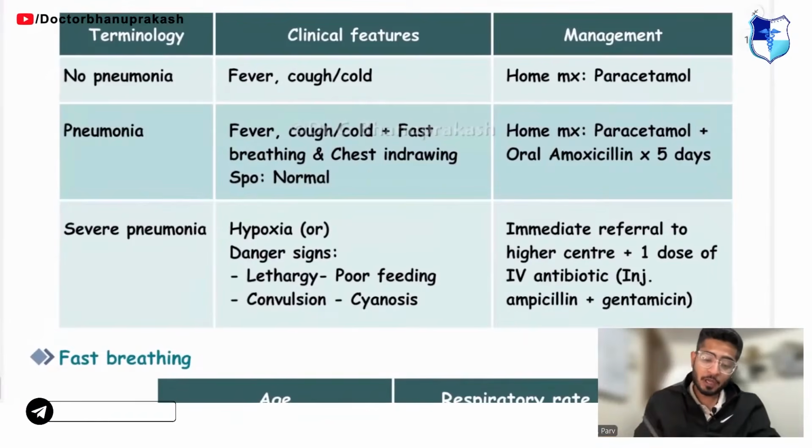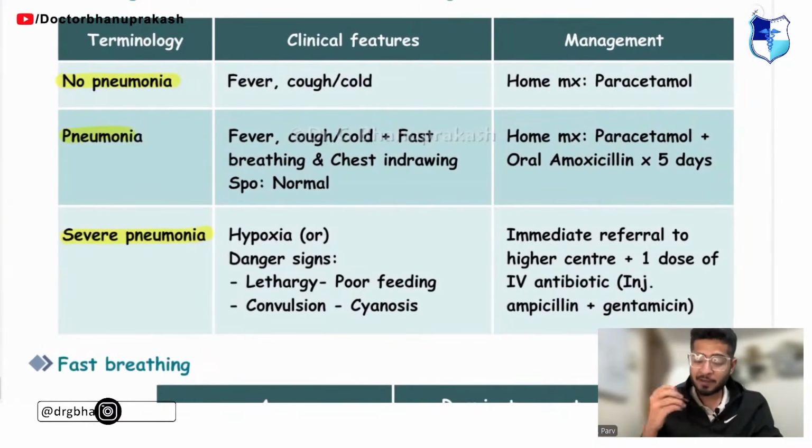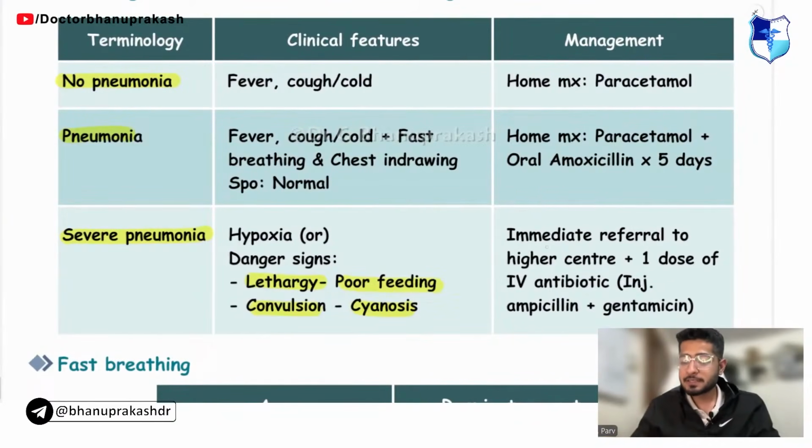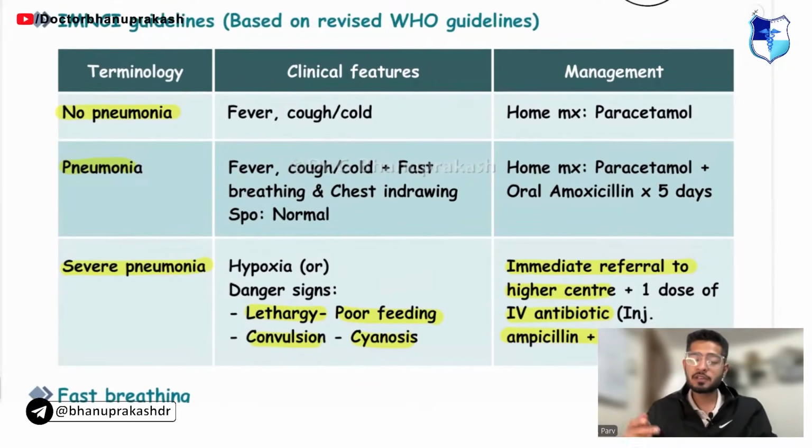Okay. Coming on to the other things like no pneumonia, pneumonia, and severe pneumonia. So severe pneumonia is like you will have danger signs like lethargy, convulsions, cyanosis, poor feeding. So in this case, you have to immediately refer to the higher center after giving 1 dose of antibiotics like ampicillin and gentamicin. And if there is no pneumonia, that means fever, cough, and cold is going to be there. So just home management, paracetamol.